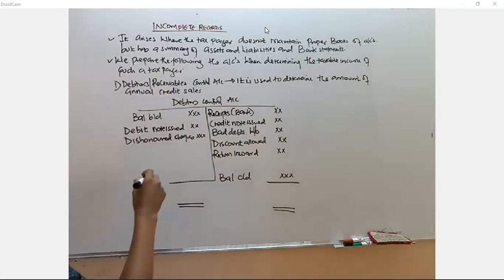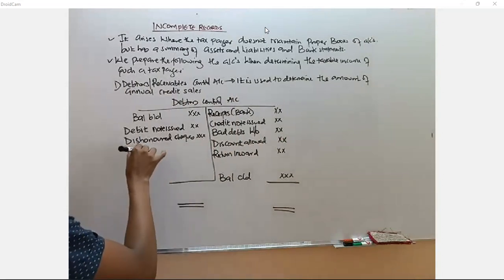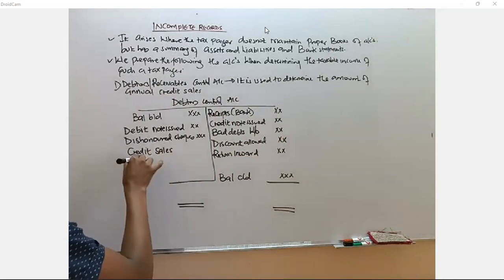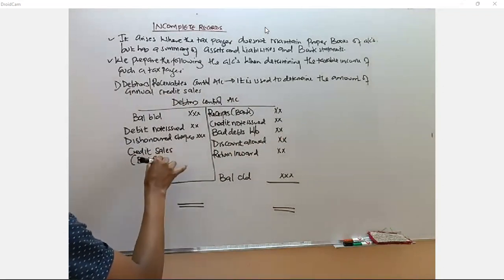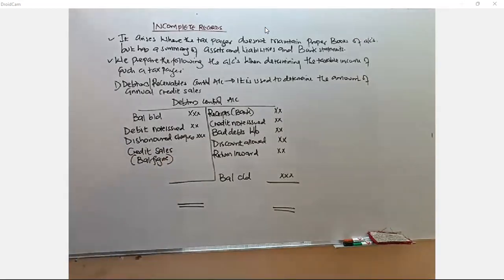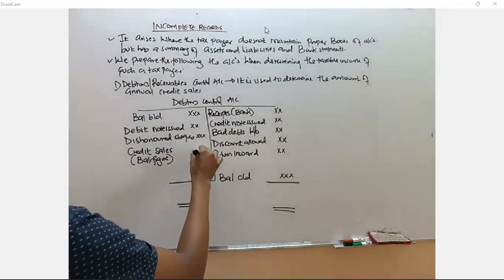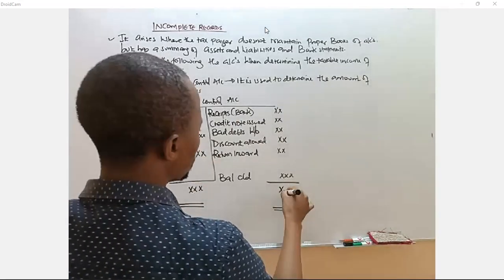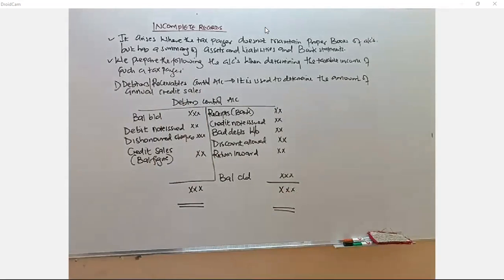Because you know that what we have been looking at, the credit sales, should be our balancing figure, right? The credit sales should be our balancing figure, and you're going to put it there. So the totals, you put them there, and the balances should be equal, right? So our credit sales, because they are the ones that we are looking for, should be our balancing figure.